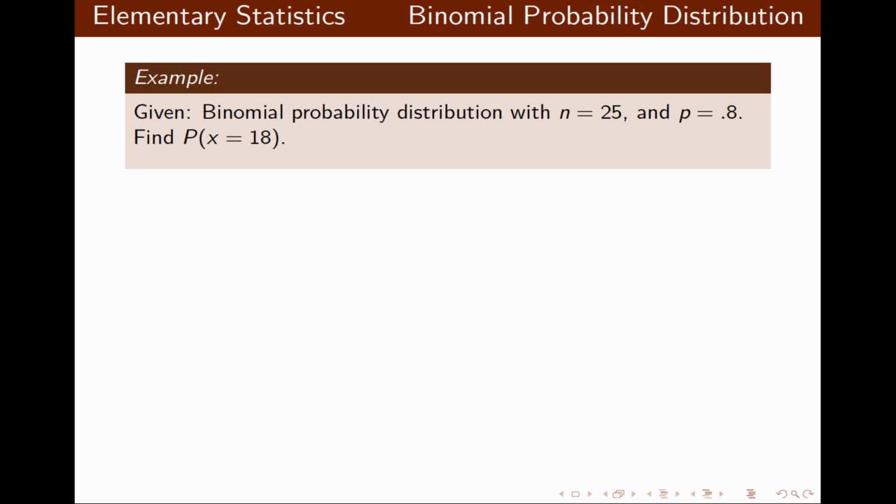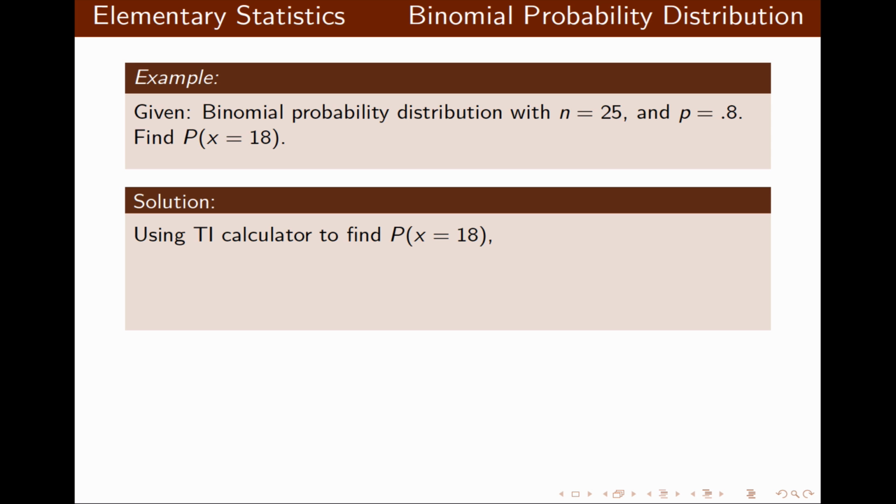So let's look at some examples now. We have a binomial probability distribution with n equal to 25, p equal to 0.8, and we want to know the probability of x equal to 18. Using the TI, the command will be binomial PDF because this is x equal to 18, with those numbers for n, p, and x. And the answer is 0.1108.